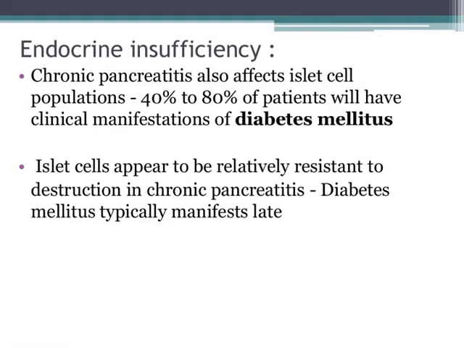Endocrine insufficiency. Chronic pancreatitis also affects the islet cell population. 40 to 80% of patients will have clinical manifestations of diabetes mellitus. Islet cells appear to be relatively resistant to destruction in chronic pancreatitis. Diabetes mellitus typically manifests later.